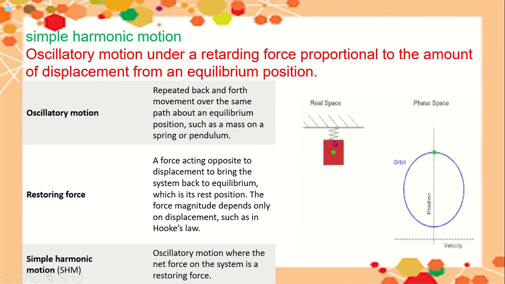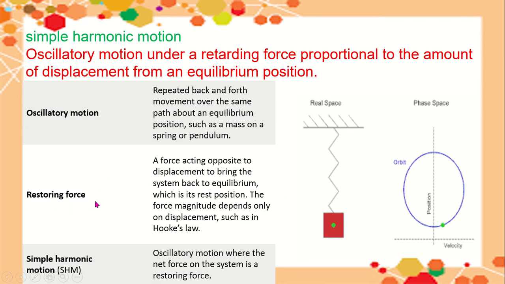So if you can see, when the mass is attached to the spring, the length of the spring is increased, it moves further, but again it tries to go to its equilibrium position. That means a retarding force acts, for which it tries to move to its equilibrium position.